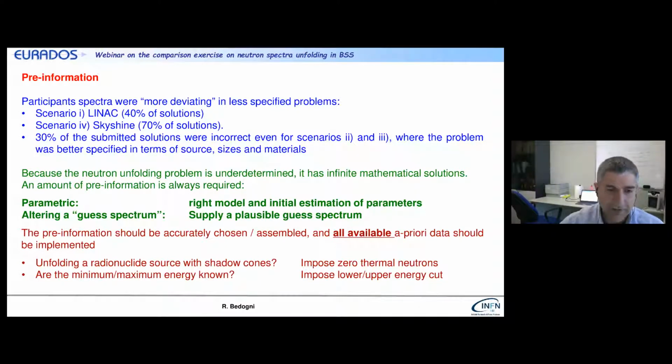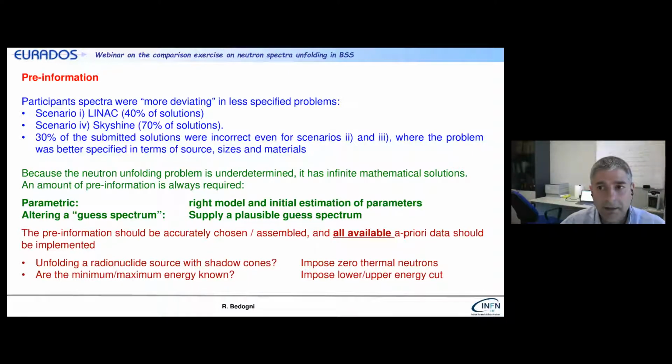If the unfolding code is based on altering a guess spectrum according to some mathematical convergence algorithm, a steepest descent, a spectral gradient, or a maximum entropy, or other, then we should make sure to provide a plausible guess spectrum. A generic but always valid recommendation is: please try to take into account in the pre-information any information you have. I make an example. If you are unfolding a radionuclide source where you use the shadow cone, then you are sure that the final spectrum should not include thermal neutrons. So you could impose 0 thermal neutrons in the unfolding problem.